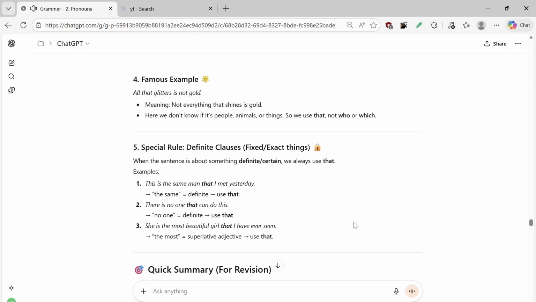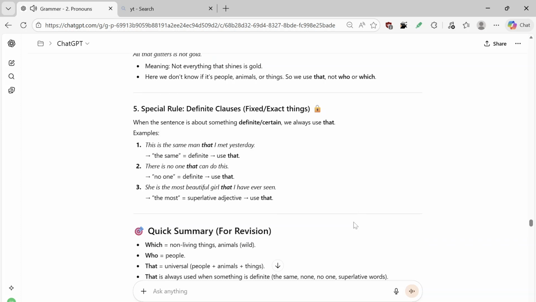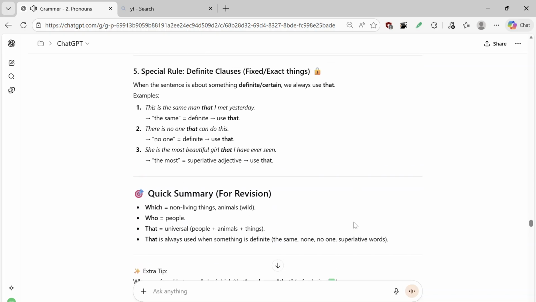5. Special rule: definite clauses, fixed exact things. When the sentence is about something definite, certain, we always use that. Examples: 1. This is the same man that I met yesterday. The same equals definite, use that. 2. There is no one that can do this. No one equals definite, use that. 3. She is the most beautiful girl that I have ever seen. The most equals superlative adjective, use that.